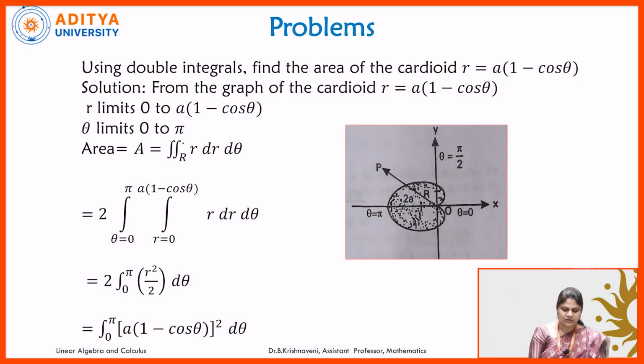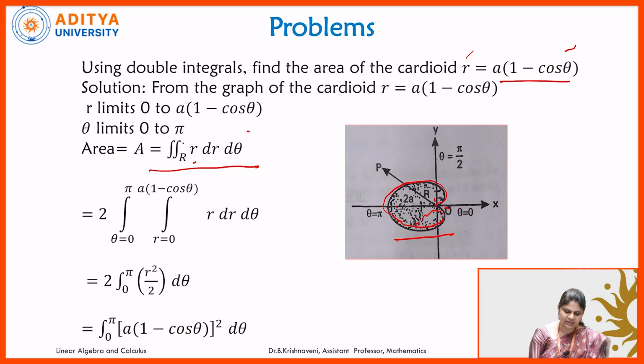Now next, using double integrals, find the area of the cardioid r is equal to a into 1 minus cos theta. The cardioid r is equal to a into 1 minus cos theta is shown in the figure. You need to find the area of this cardioid, which is the shaded area. Since you can easily identify that the area is in polar coordinates, we need to find the area in polar coordinates, which is given by double integral over R of r dr d theta. For that we need r limits and theta limits.